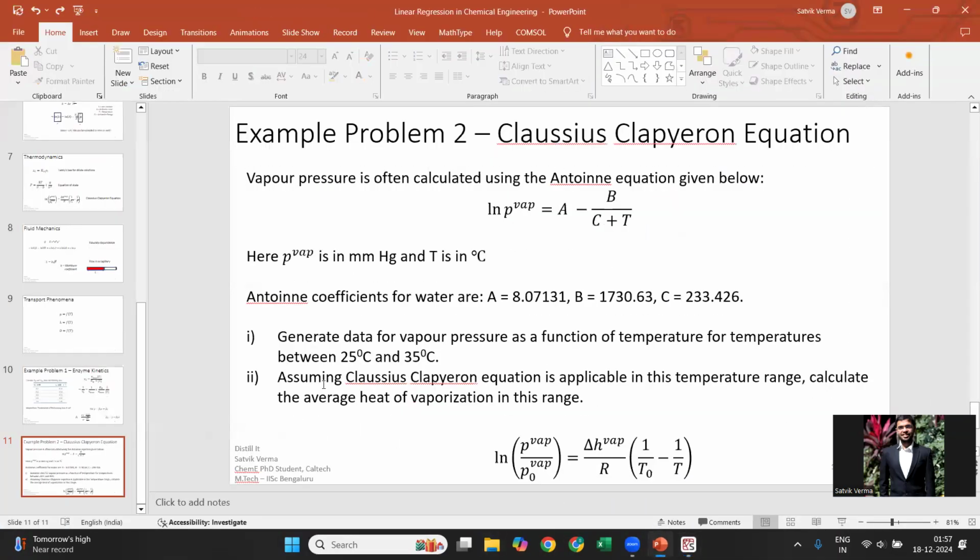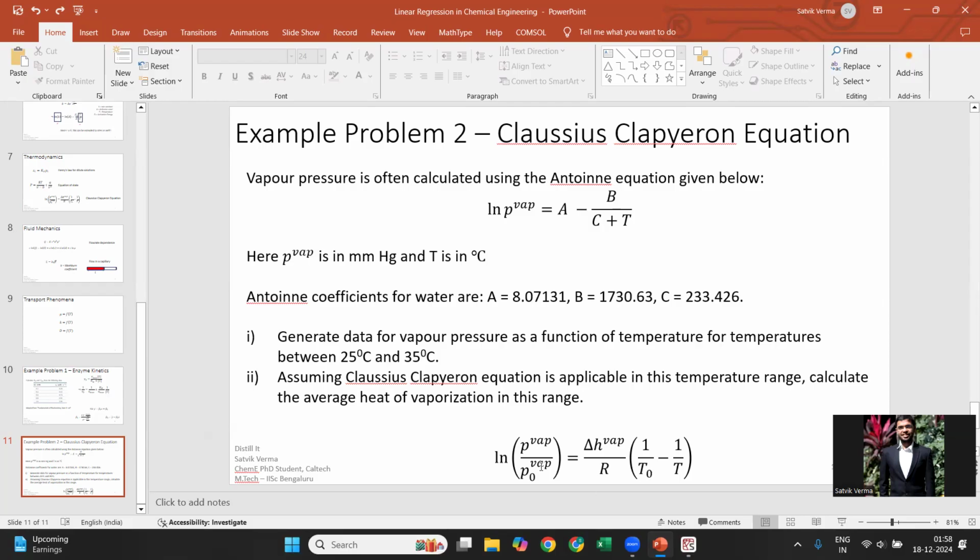So the next part of the problem states that we assume the Clausius-Clapeyron equation is applicable. So just assuming that for the given range of temperatures, the heat of vaporization is not a function of temperature, which is one of the major assumptions you take while deriving the Clausius-Clapeyron equation. So let's say heat of vaporization is not a function of temperature. So from the Clausius-Clapeyron equation, you'll be able to estimate this delta H vap.